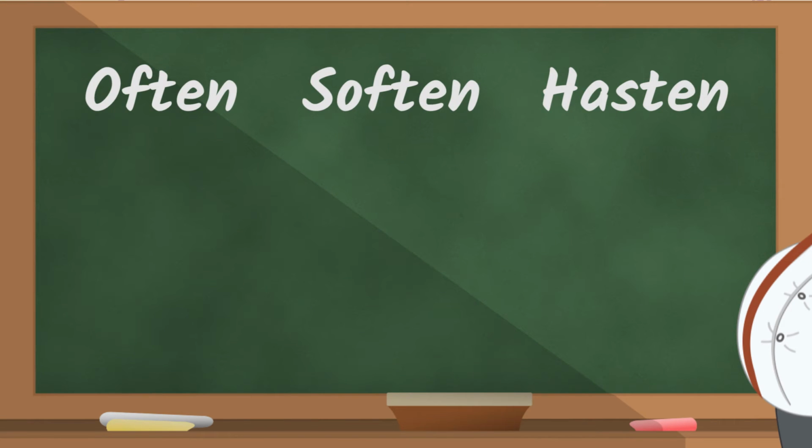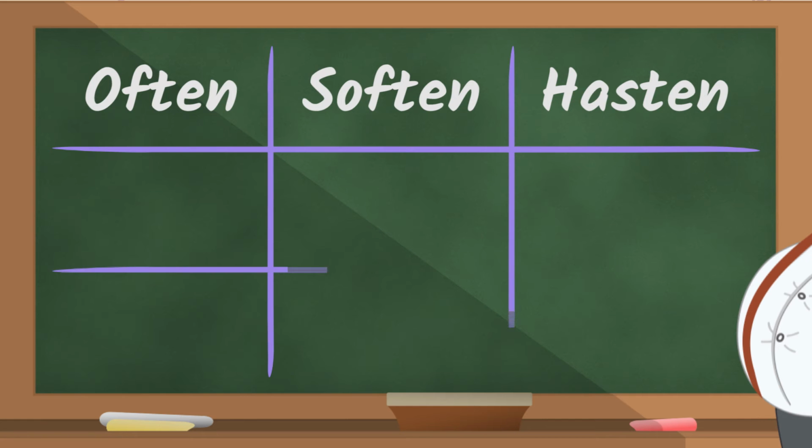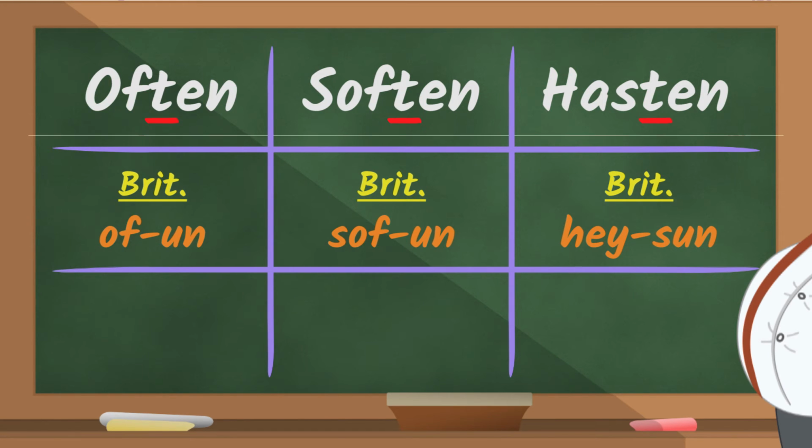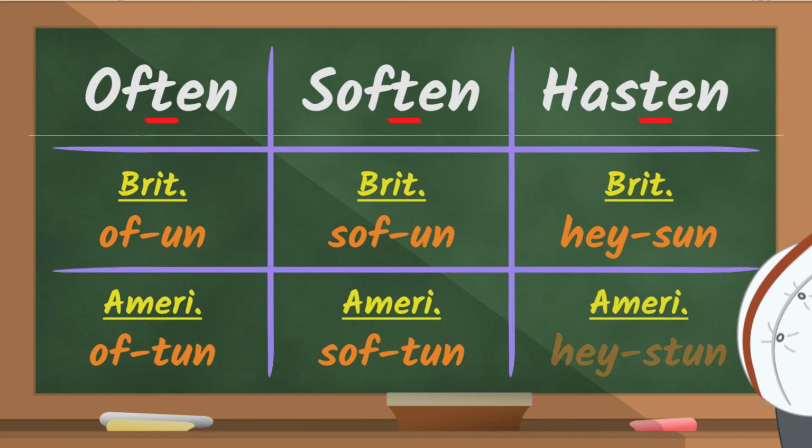These next three words can be grouped together due to their similarity in pronunciation. These words are enunciated by the British as often, soften, and hasten. Here, the T is silent and hence not pronounced. But the Americans pronounce these words by prominently pronouncing the T. That is, the T is not silent in this case. Hence, they pronounce these words as often, soften, and hasten.